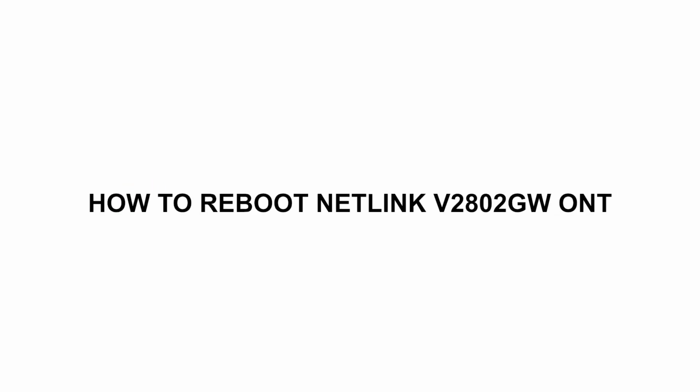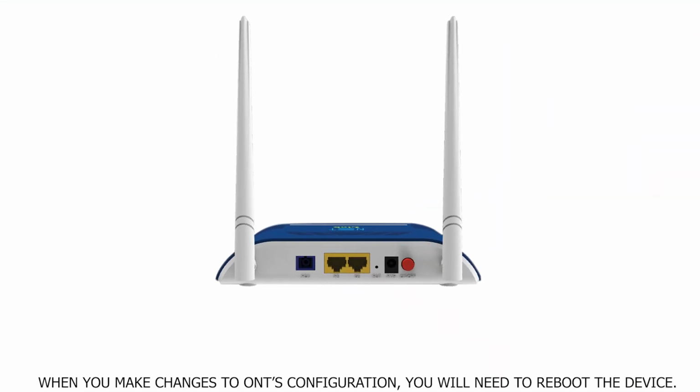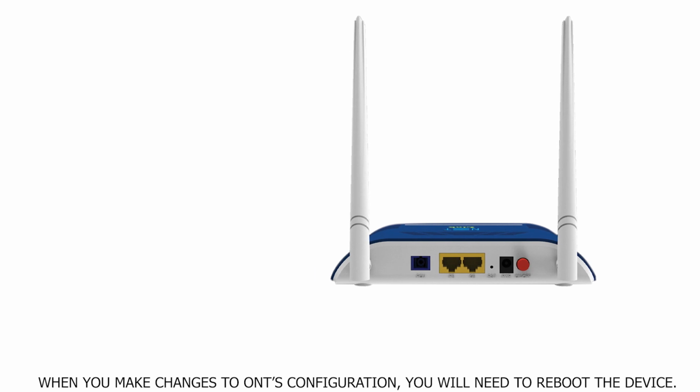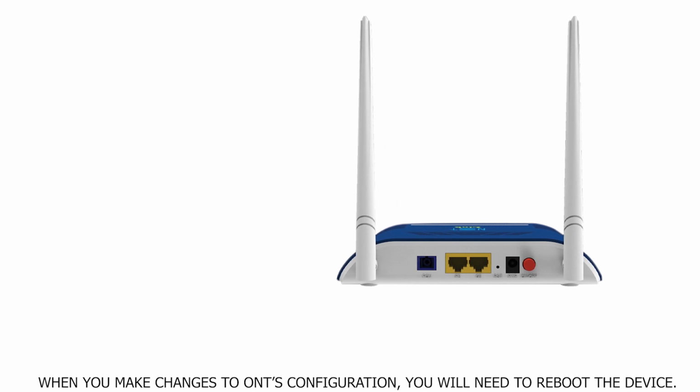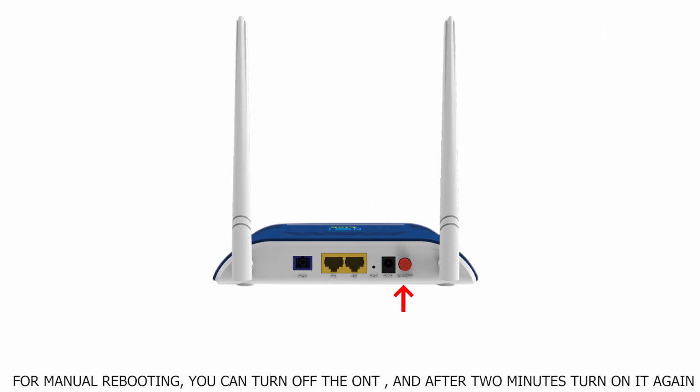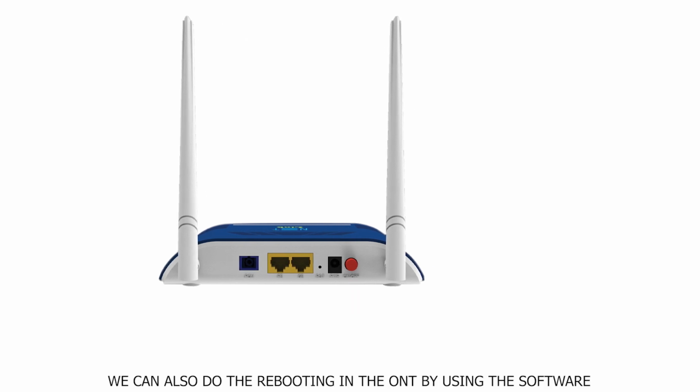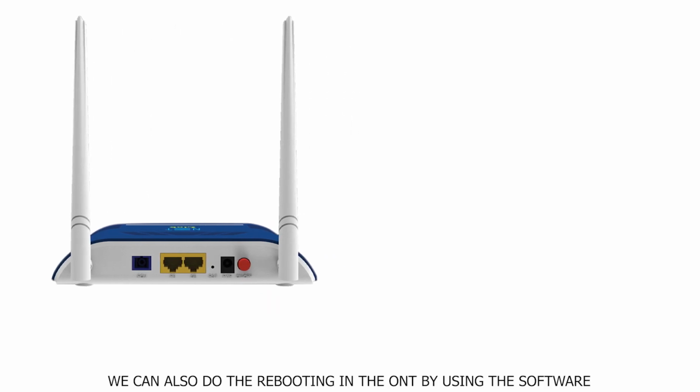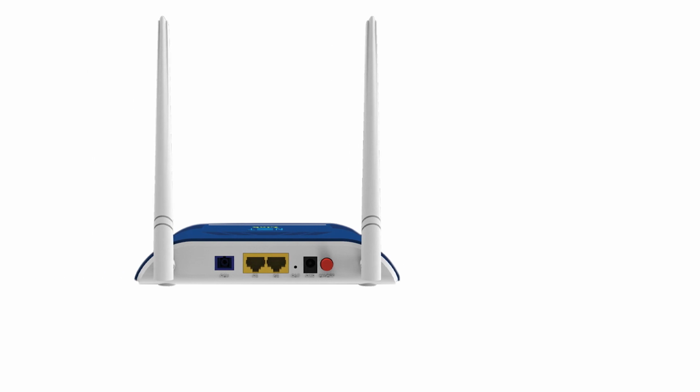How to reboot in Netlink V2802GW ONT. When you make changes to ONT's configuration, you will need to reboot the device. For manual rebooting, you can turn off the ONT and after 2 minutes turn it on again. We can also do the rebooting in the ONT by using the software.